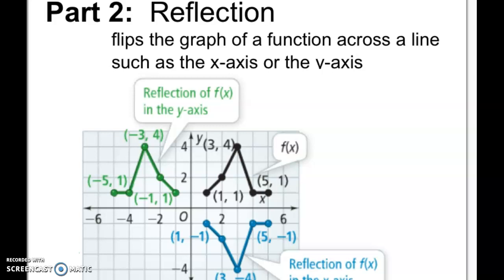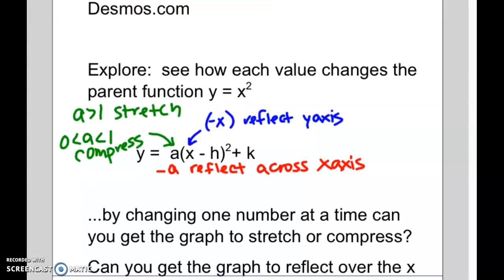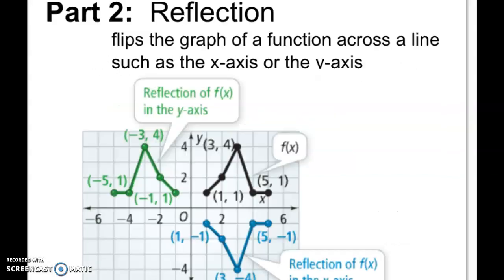So reflection can be over the x or the y-axis, and it really depends on where that negative is, right? So kind of exploring, if we look back, it's either over the x or the y-axis, and think of reflection as like a flip, right? And so what it is, the negative is flipped. So if the negative is next to the x, it's a reflection of the y-axis. If the negative is on the outside, so think like over by the y, then it's a reflection across the x-axis. That's one way that I remember it.